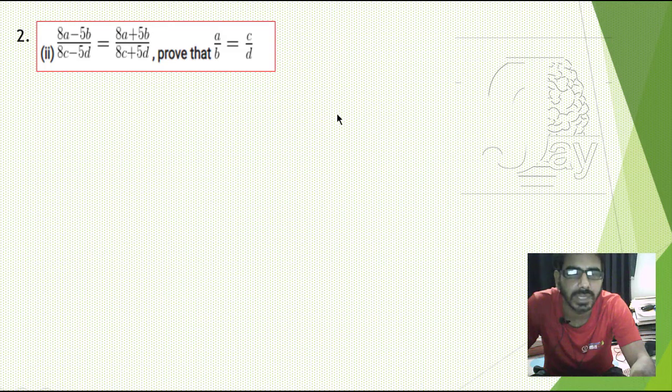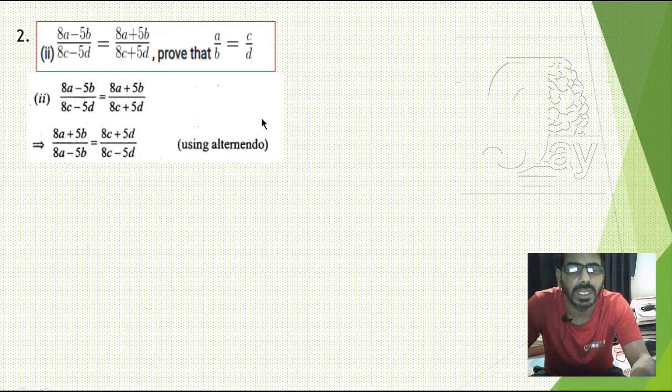Now in question number 2 we have this. Again we need to prove a/b = c/d. If you see question number 1 and this question, they are simply opposite to each other. From here you are going back to a/b and c/d. That means you are going to prove that these terms are in proportion. So in most cases you will use componendo and dividendo.